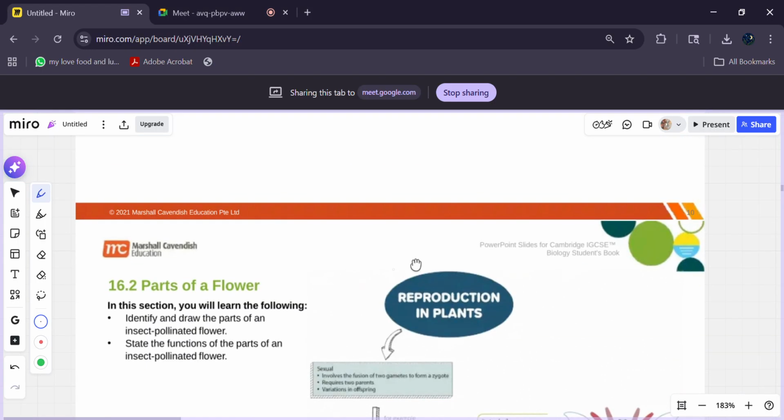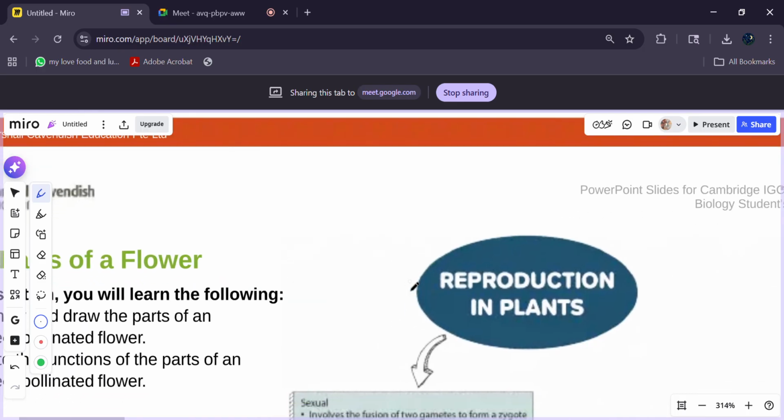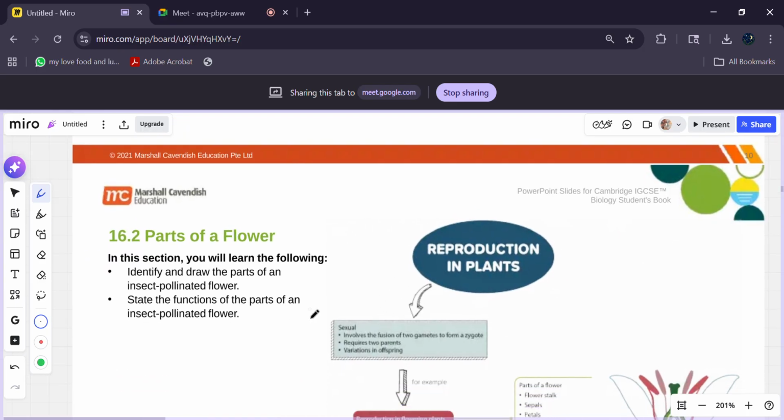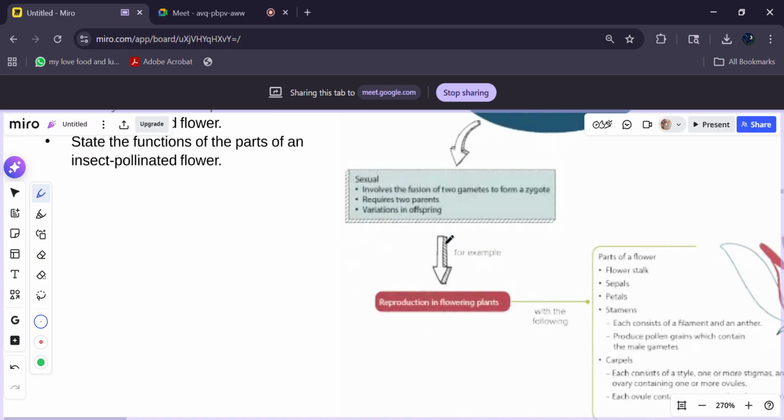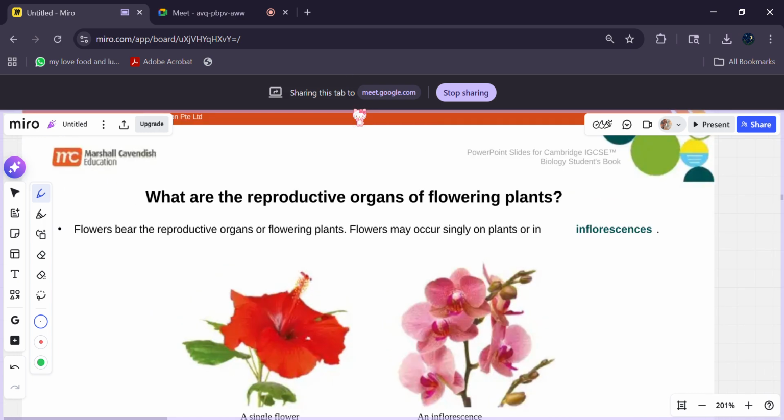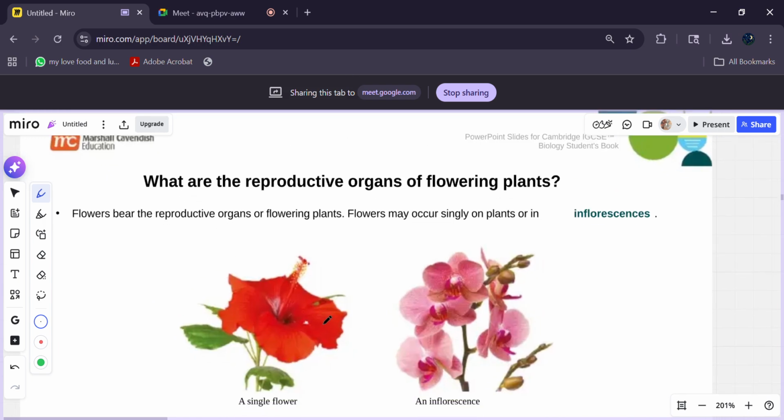Now we'll go on to section 16.2, where we will learn about the parts of flowers and state the function of the parts of an insect pollinated flower. Let's move on. So, what are the reproductive organs of a flowering plant? Flowers bear the reproductive organs of a flowering plant.